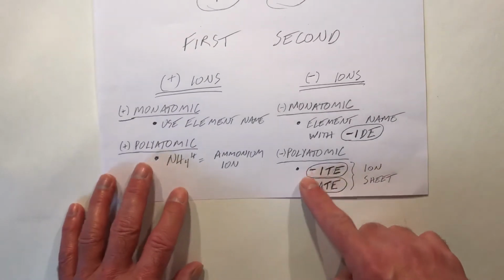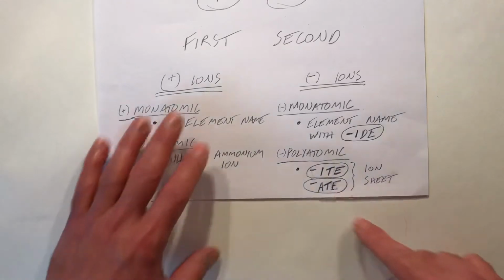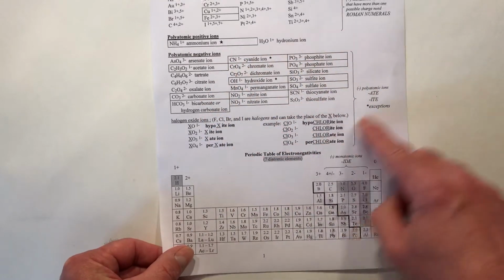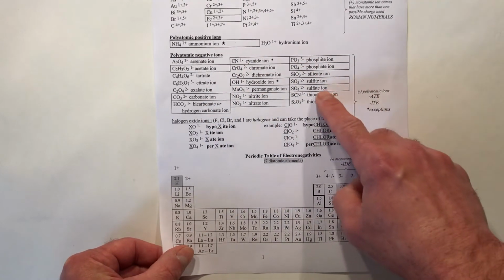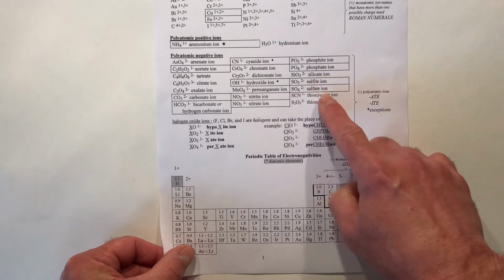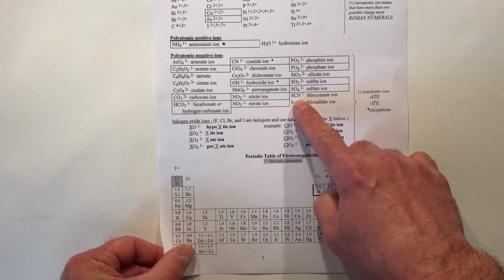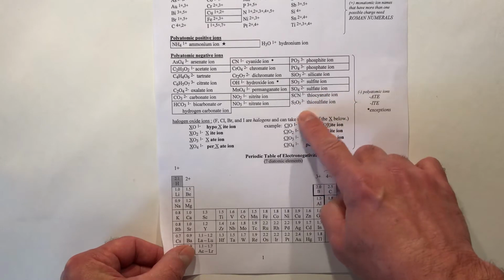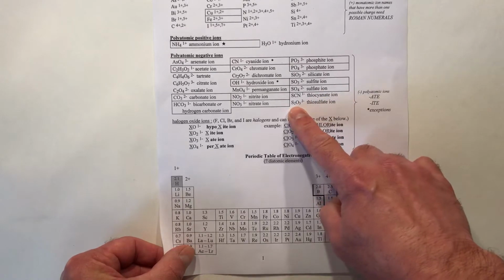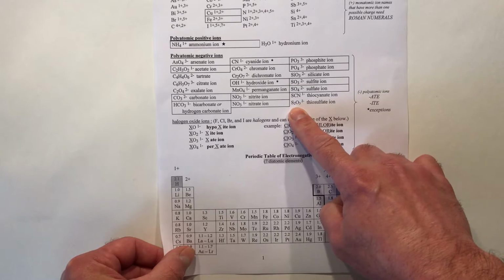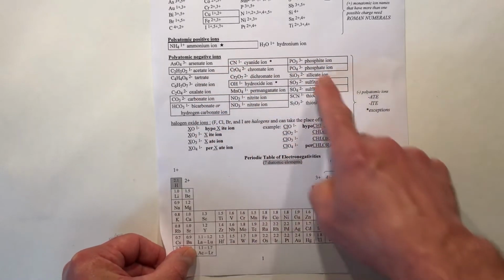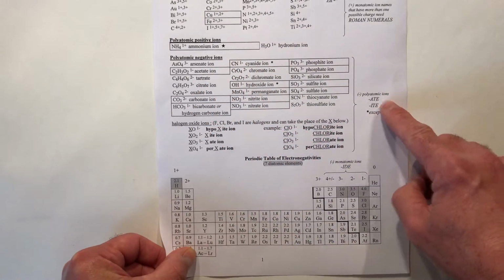Negative polyatomic ions would have an ite or an ate ending. So the ite and ate suffixes can be found mixed in here, and there's a little note to remind you about that. So for example, sulfite is SO3 2-, sulfate is SO4 2-, thiocyanate is SCN1-, thiosulfate is S2O3 2-. You can look up the formulas for negative polyatomic ions with ite and ate endings in here.